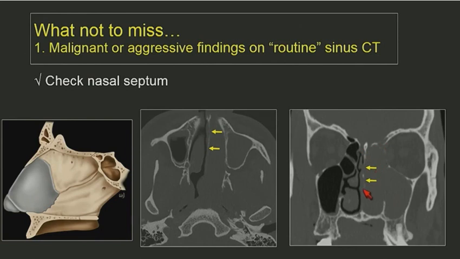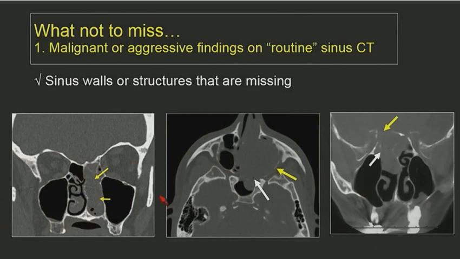This is not sinusitis. This is a malignant or aggressive process. Be sure to look at what sinus walls are missing. Here's a sinonasal carcinoma called sinusitis, and notice that the floor of the ethmoids has been destroyed.